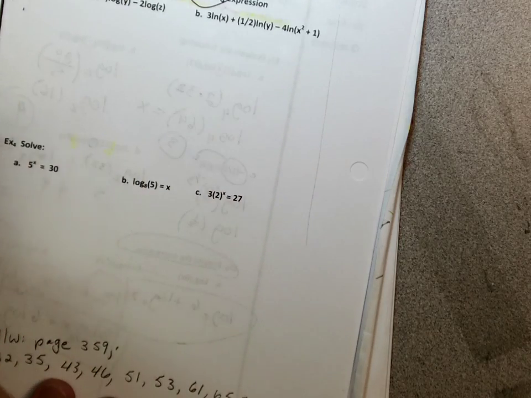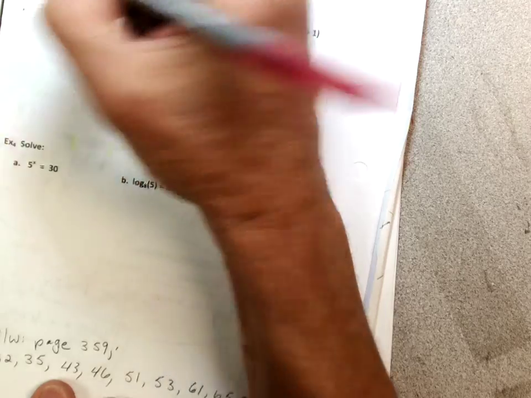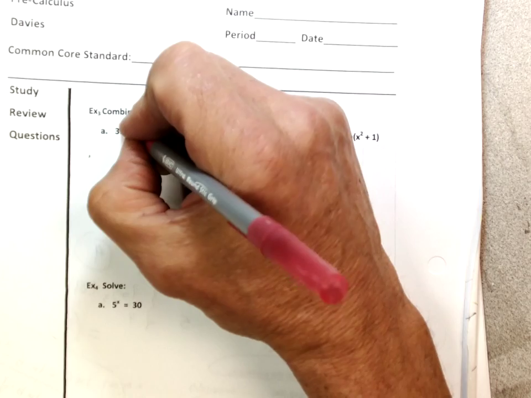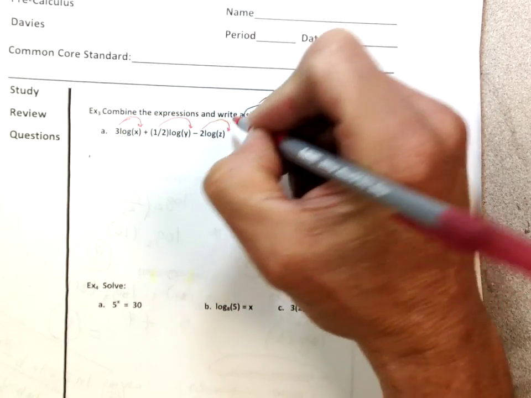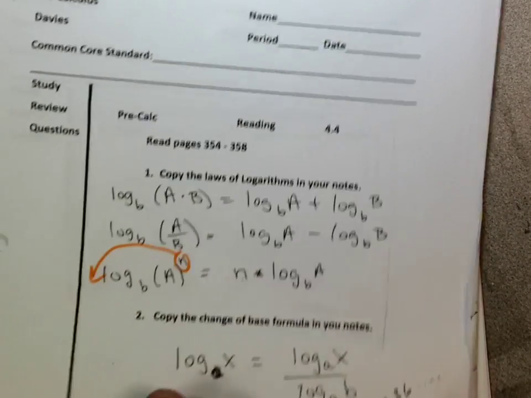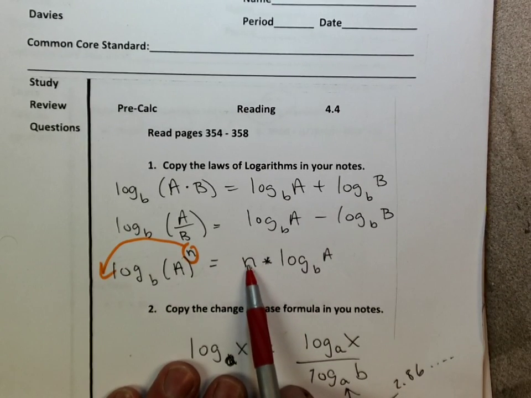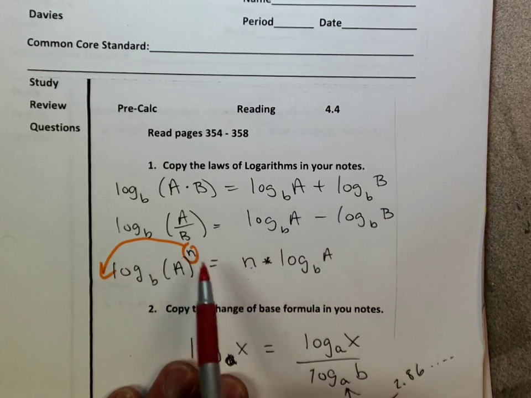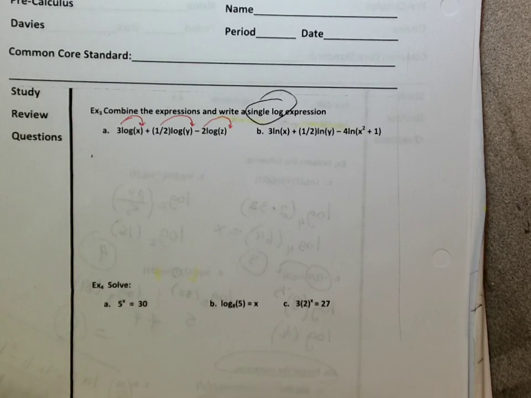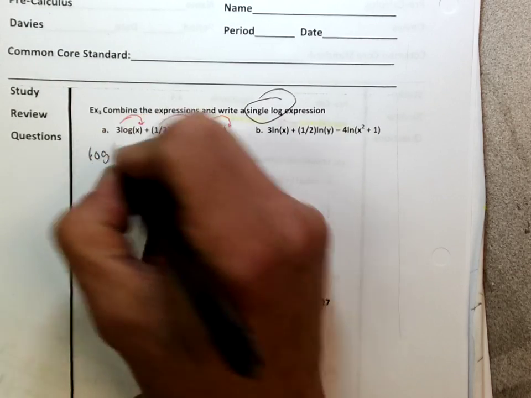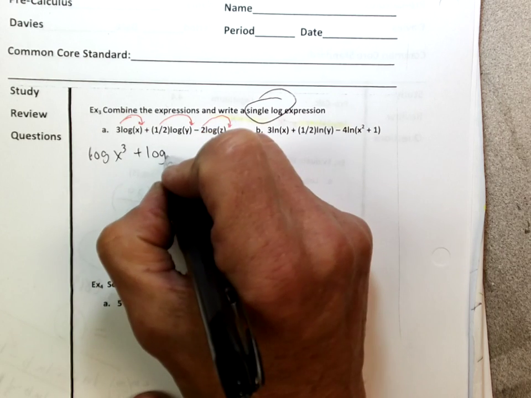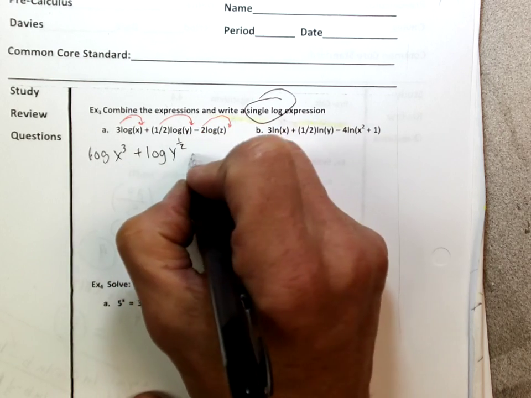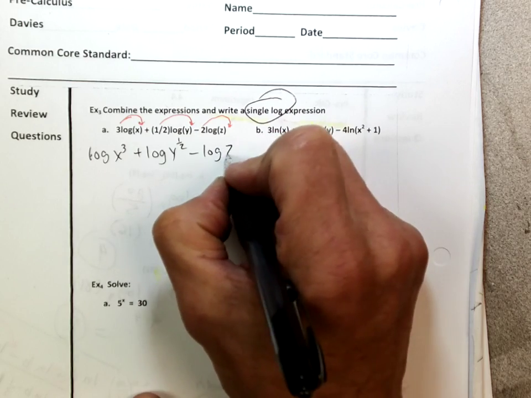So the first thing I'm going to do is this. Can't see. Oh, that's not good. Okay, how's that? Thanks. I'm going to bring back in my exponents. My exponents that were on the outside, I'm going to bring them back in and up as an exponent. So I'm going to rewrite this as log of x to the 3rd plus log of y to the 1/2 power minus log z squared.